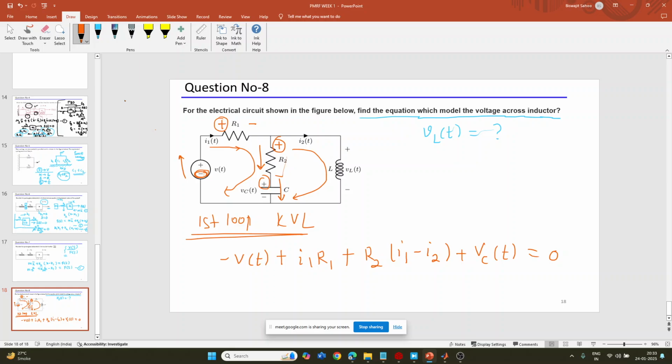Yes, sir. Now write down the second equation in the second loop, the second loop KVL equation. What is that one? You can start at any point. I'm just removing this one for simplicity.